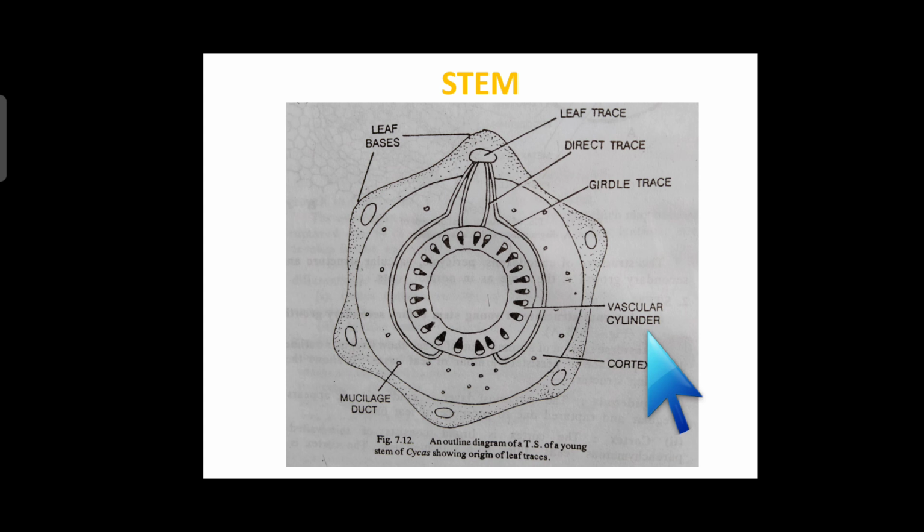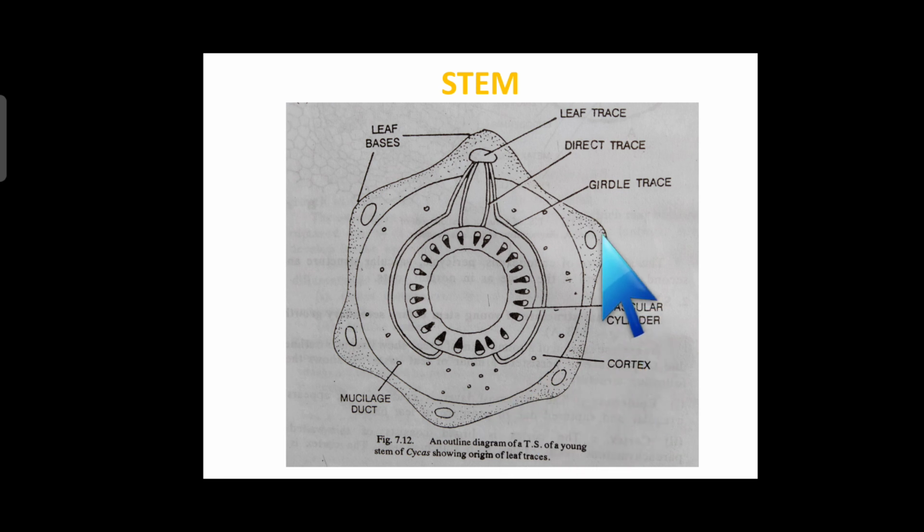Now the transverse section of a young stem of Cycas, as you can see clearly in this figure, shows an irregular outline. Why irregular outline? It is because of the presence of those persistent armor leaf bases. So these are nothing but leaf bases, leaf bases of both the foliage leaves and the scaly leaves. That is why the outline is irregular and not smooth. And the structure of the stem shows these structures.